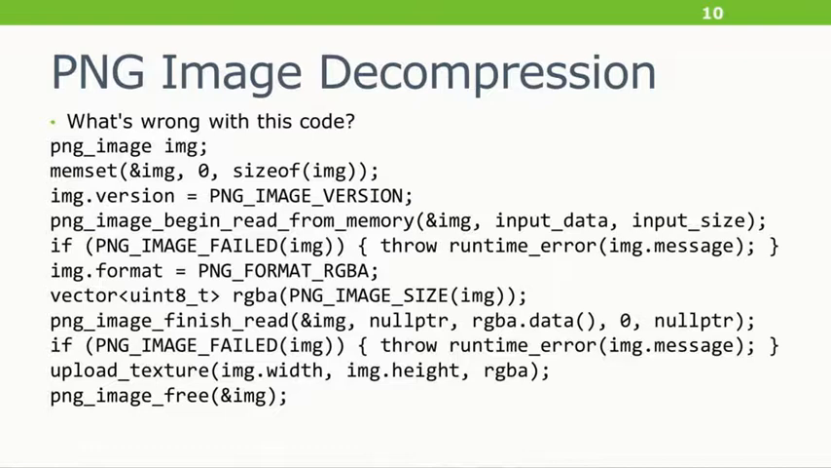And then we'll call a finish read function to actually decompress the image and write in the red, green, blue alpha values with various parameters there. If that fails, again, we need to throw. And if it succeeds, that's cool. We can go upload our texture and have fun with it. And then we're done, so the API tells us that we need to call ping image free.